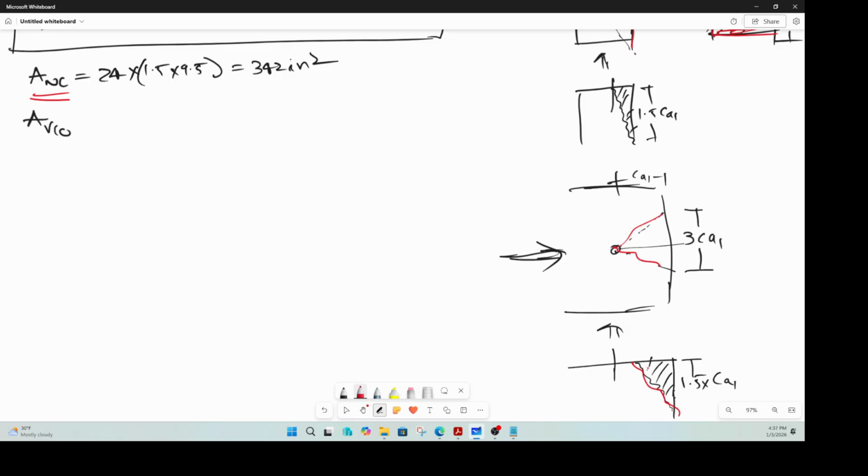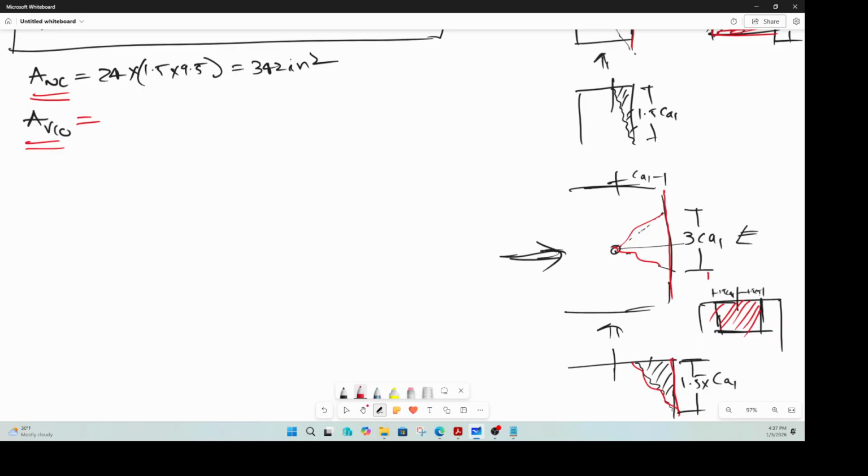but the area that we are talking about, AVCO, is the projected area onto this edge. How do you calculate that? You need to look at the footing in that direction. When you look at the footing in that direction, your anchor is here, and this is 1.5 times CA1. This is another 1.5 times CA1, right? So that's your plane. How deep is that? That is 1.5 times CA1 deep. So we are talking about that area.